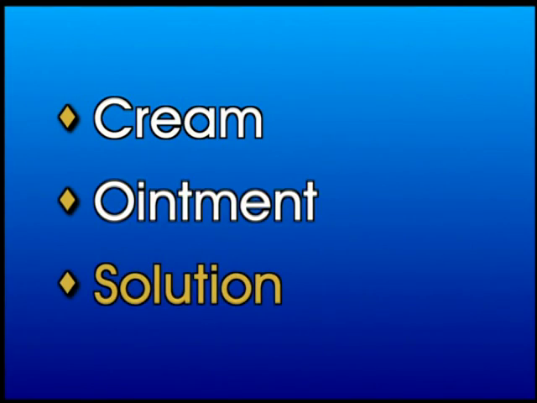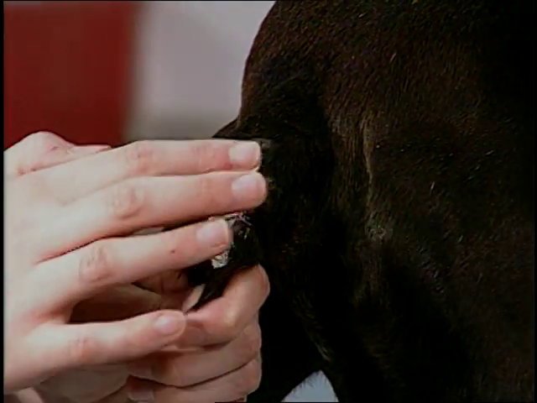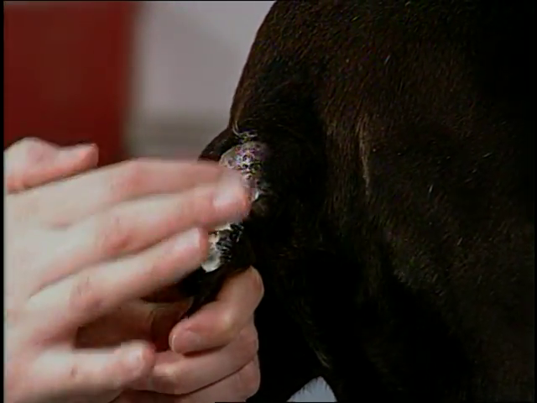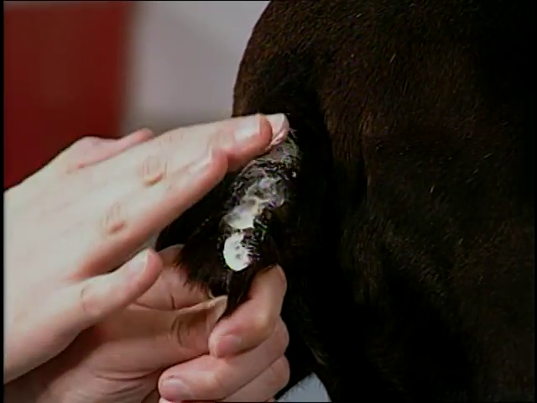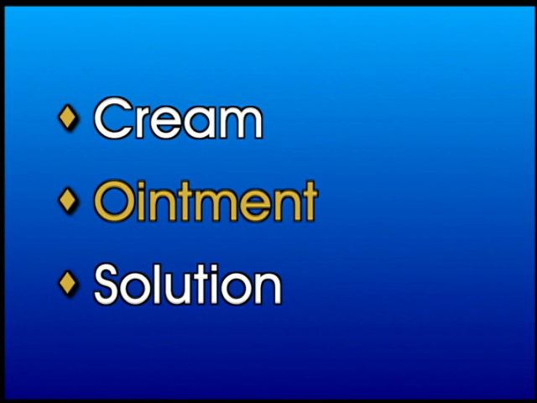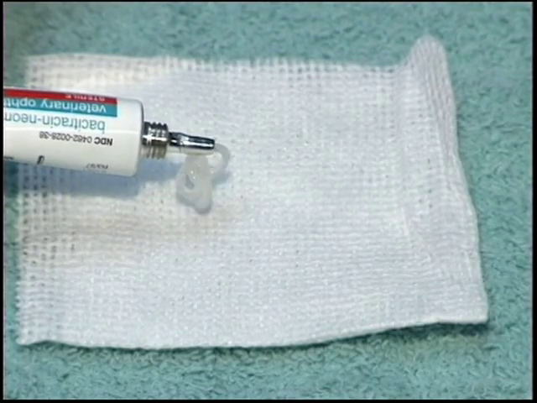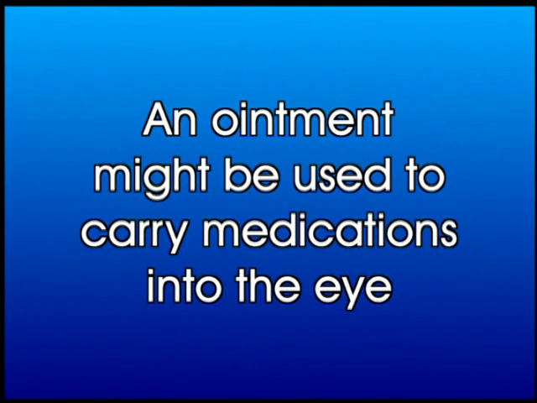We're generally applying a cream, an ointment, or a solution with these topical products. A cream generally has the thickest consistency and will retain the active ingredients on location for the longest period of time. A cream, for example, might be used to administer antibiotics to a superficial skin infection like a hot spot. An ointment tends to usually be an oil-based product and therefore has less consistency than most creams. An ointment might be used to carry medications into the eye.